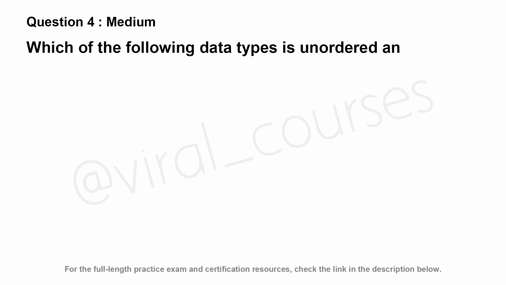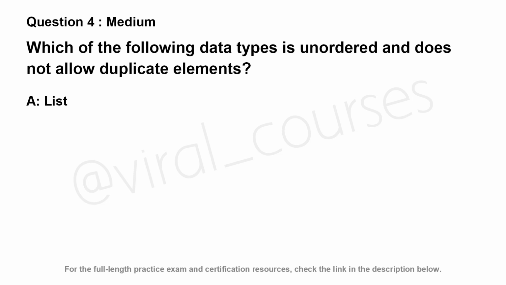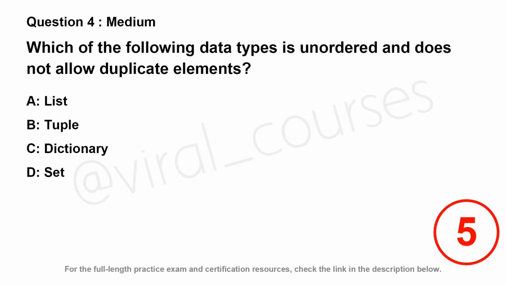Which of the following data types is unordered and does not allow duplicate elements? Option A, list. Option B, tuple. Option C, dictionary. Option D, set.